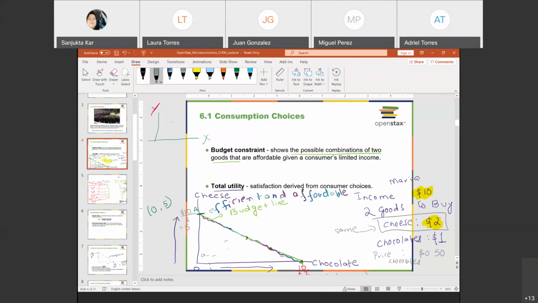Okay, if that is the case here, Erika can buy 10 over 50 cents. That means 20 bars of chocolate. And the budget line is going to rotate.